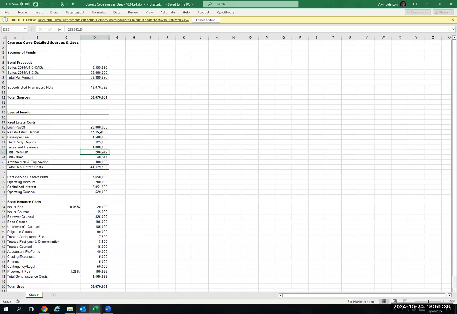So it's nuts, right? Title premium for this size loan is right at $288,000. Other title fees, $40,000. Architecture and engineering, we had to get some plans done, is $300,000. So we got 41 million that is actually going to be funded at closing.